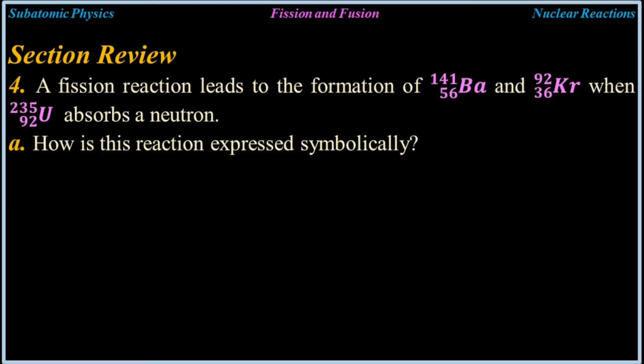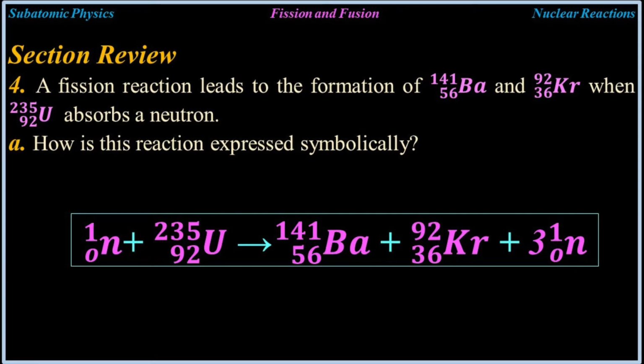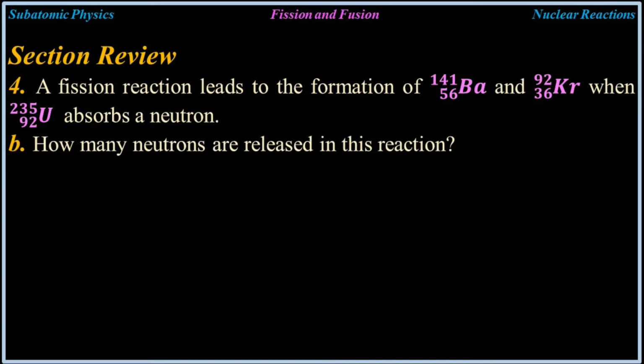A fission reaction leads to the formation of barium-141 and krypton-92 when uranium-235 absorbs a neutron. How is this reaction expressed symbolically? One neutron plus uranium-235 yields barium-141 plus krypton-92 plus 3 neutrons. How many neutrons are released in this reaction? 3 neutrons.